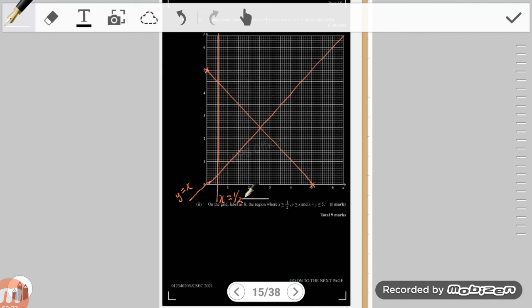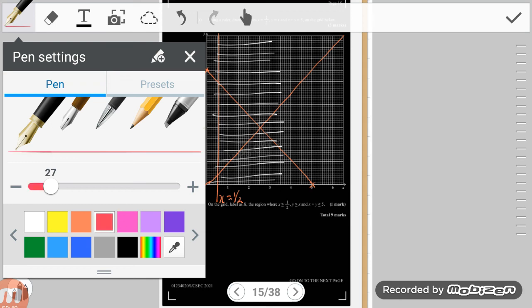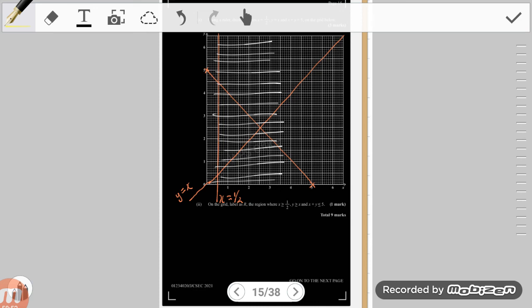So x is greater than a half would have been here. Let's shade over this region, so that's to the right of that line. Alright, I'm going to use a different color ink here. Let's use yellow. Alright, so I've shaded x greater than a half. I've shaded this section here. y is greater than x. So here's the line y equal x. So greater than would have been above it.